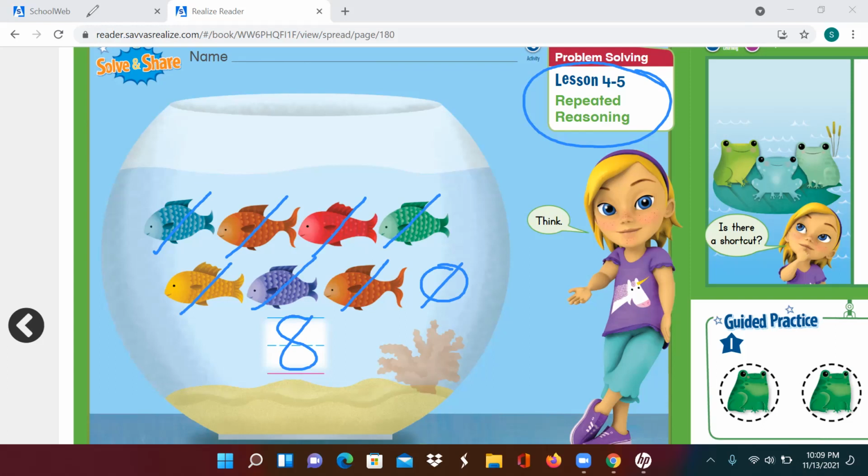So we started with 7, but when we added one more counter, it became 8. So to check, you can go through and count one more time to make sure you have the correct number. But we went through and we put a line through each fish and we counted 8. So let's go to the next page.